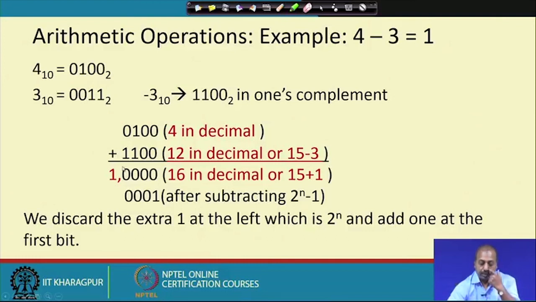It says that to get the result you have to subtract 2 to the power n minus 1, which is 15, so you have to subtract 15 from here. This value is 16. From 16 I have to subtract 15, I will get a 1. So, we discard the extra 1 at the left which is 2 to the power n, and add 1 at the first step. This is the process of subtraction. You are losing this 16, so you are subtracting 16 and then adding 1. Essentially we are subtracting 2 to the power n minus 1, that is 15 in this case.